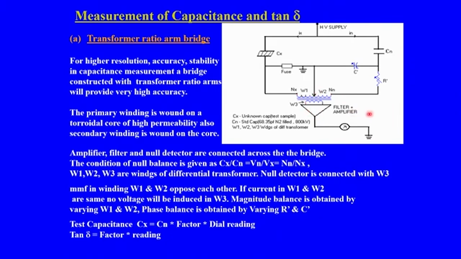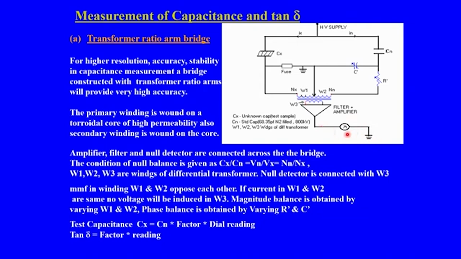So, we have a filter plus a transformer here, again a meter which is connected. Here the primary winding particularly is wound on a toroidal core of high permeability, and also the secondary winding is wound on a core of high permeability. The amplifier, the filter and the null detector, which is shown here, are connected across the bridge.